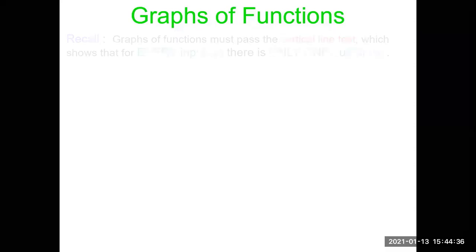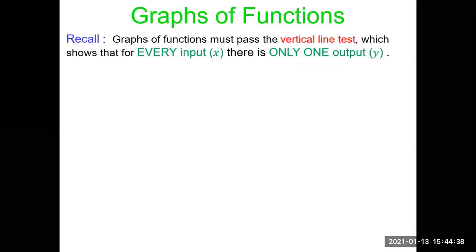A graph of a function is nothing more than just a plotting of points that make the equation true. So graphs of functions, as we've seen before, must pass the vertical line test because we learned that a function implies that every x that you plug in is only going to give you one output for y.